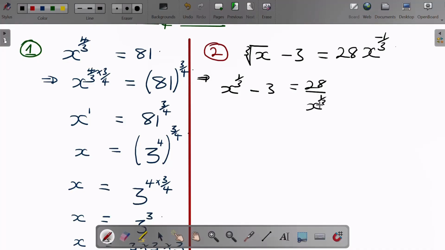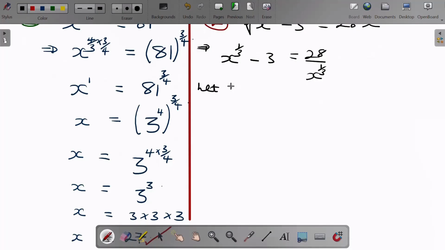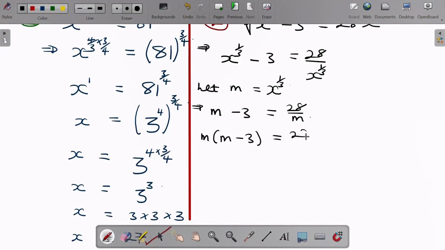From here we can let maybe m be equal to x raised to power a third. So as we substitute, we are going to have m minus 3 giving us 28 divided by m. We can now multiply m on both sides of the equal sign. So we are going to have m multiplied by m minus 3 equals 28 divided by m, but multiplied by m. On the right hand side, m cancels and we remain with 28 being equal to m multiplied by m minus 3, so we have m squared minus 3m.